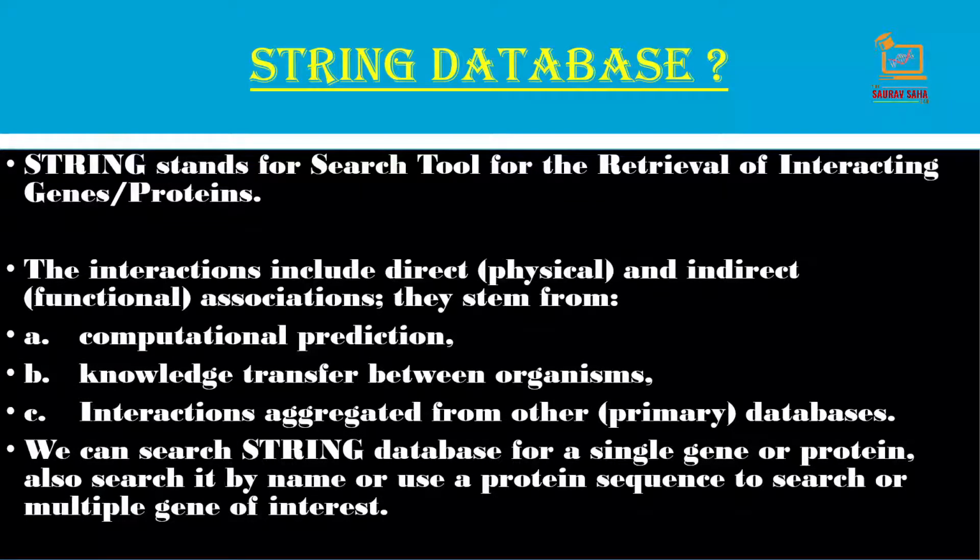One of the great things about STRING is that you can work on almost every organism that has a complete genome sequence available and has interaction association information in STRING. Or we can also say that STRING has associations for every single known genome, be it a bacterium, protozoa, animal, mouse or human. We can search the STRING database for a single gene or protein. We can search it by name. We can use a protein sequence to search, or multiple genes of interest.